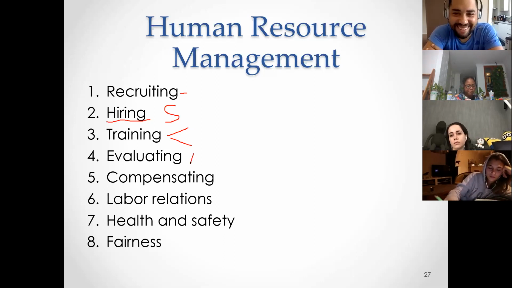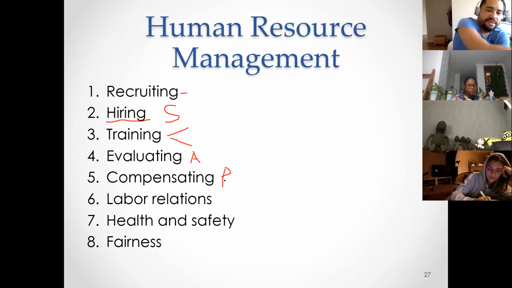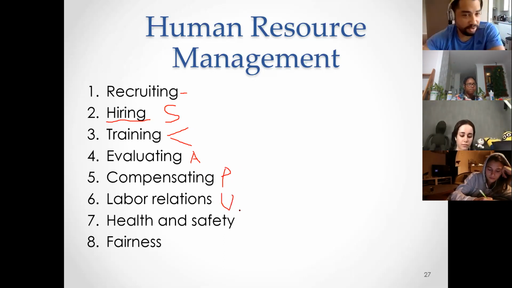Evaluating, we already said, another word for that is appraising. And that is where you decide if someone is doing a good job or a bad job. Compensating, we already said, another word for that is payment. And payment does not just mean money. Then labor relations, another word for that, unions. Health and safety, we just say H&S. And fairness is, if you want to be technical, the other word for fairness is equity. And that is really all the big stuff that we're going to cover in this class.